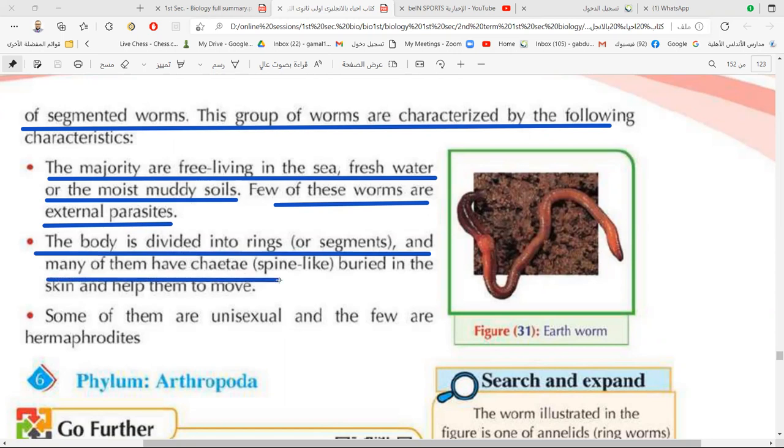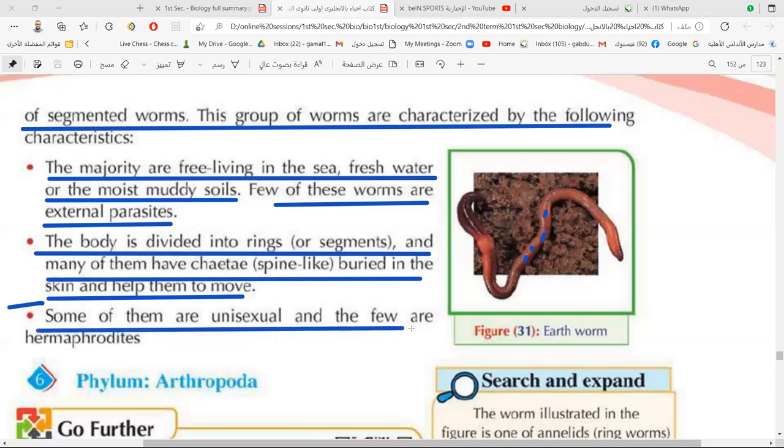The body is divided into rings or segments. Many of them have spines buried in the skin, under the skin. شوكات تحت الجلد. They help in supporting the body.